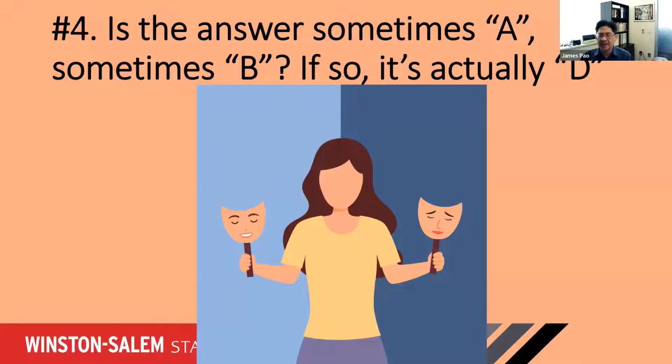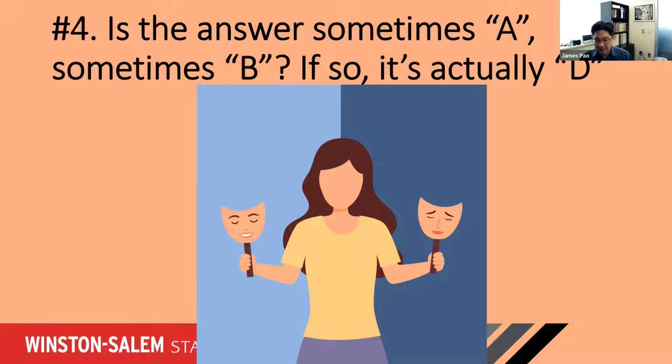And finally, this is the last strategy before we dive into the questions. You must ask yourself, is the answer sometimes A or sometimes B? And if so, then the actual answer that is correct is going to be D, which represents cannot be determined with the information given. All right, so this is very critical. If sometimes column A is the biggest and sometimes column B is the biggest, the right answer is D, cannot be determined with the information given.